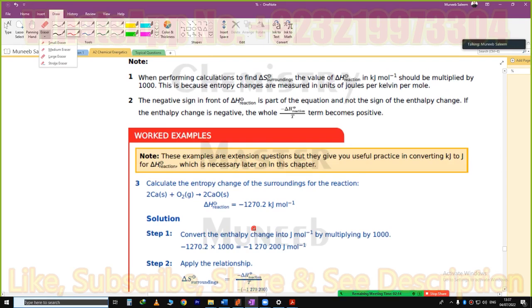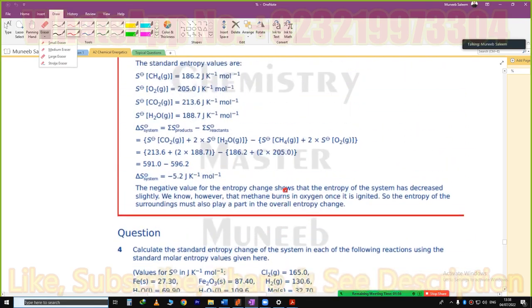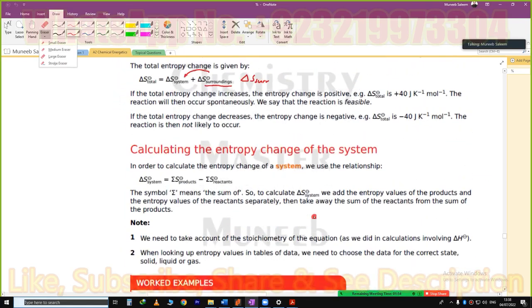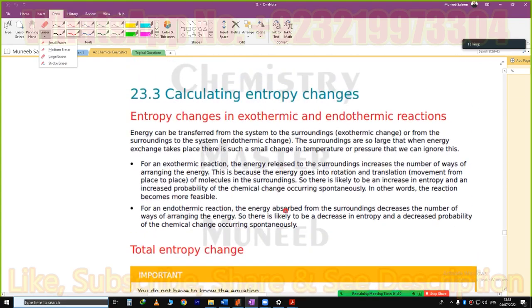So every time you are required to find this type of reaction and this type of equation, you have to convert kilojoules into joules, which is very easy. Simply multiply by 1000. They have said this before somewhere above, or maybe later.